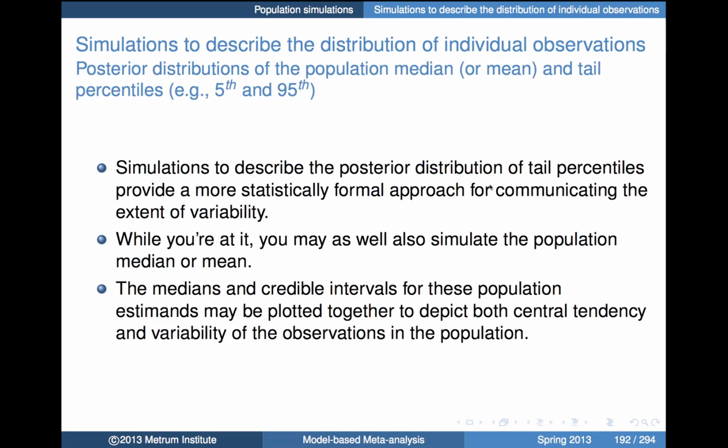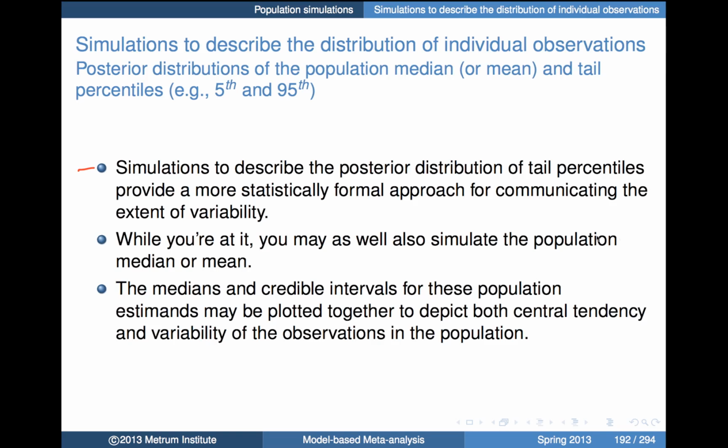It's a little different here because I'm talking about doing population statistics or population estimates instead of doing them for a finite population. But it's similar to what's often done now for predictive checks, where not only do you look at the central tendency, but you also look at something in the tail, in the way of tail percentiles. So the idea here is I'm going to do simulations to predict the posterior distribution of my tail percentiles, and that would give you a more statistically formal way of communicating the extent of inter-individual variability.